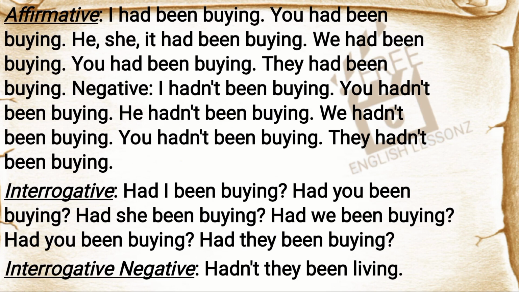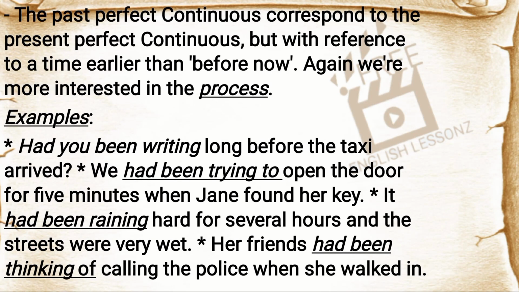Interrogative: had I been buying? Had you been buying? Had she been buying? Had we been buying? Had you been buying? Had they been buying? Interrogative negative: hadn't they been living? The past perfect continuous corresponds to the present perfect continuous, but with reference to a time earlier than before now. Again, we're more interested in the process.